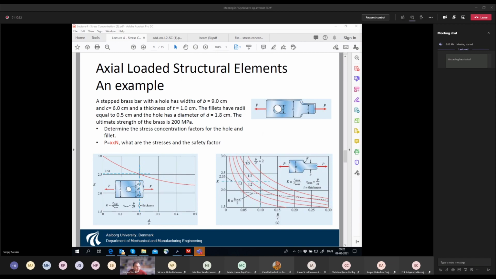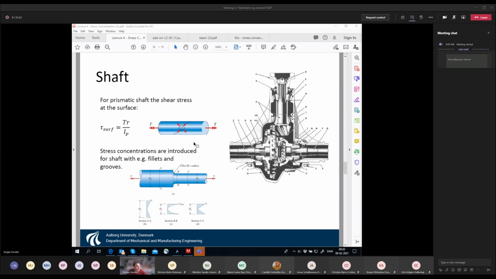And then again, if you have something in between, then you just interpolate between these curves in order to find this stress concentration factor. But again, given the kind of uncertainties with the material properties, it's not that important to find the stress concentration factor accurate up to the third digit after the comma, so just to do the assessment. Then if we go to the shafts, it's basically the same story.